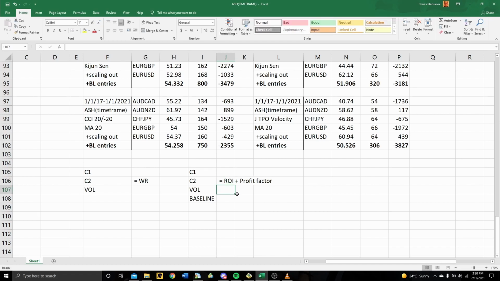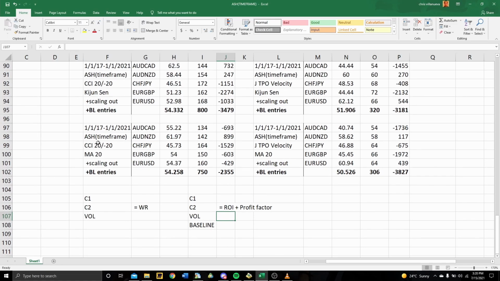But yeah, from here, I still haven't got a clear picture of the Ash CCI versus the Ash JTPO combo. So we're going to keep those. And also when we go into baseline, I'm also going to still test Kijun Sen and MA20 to see how those relate to different types of algorithms, fast or slow.